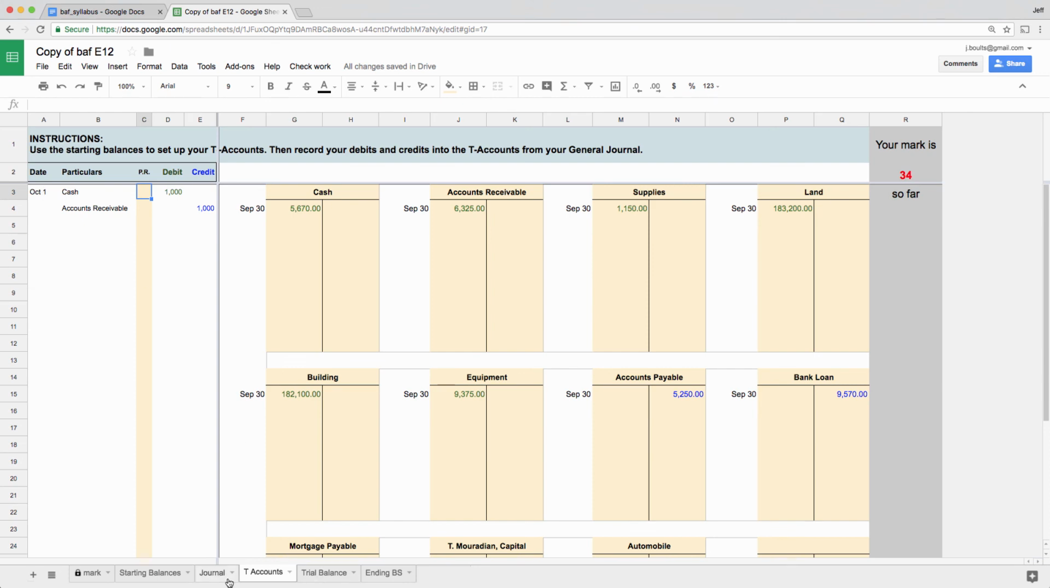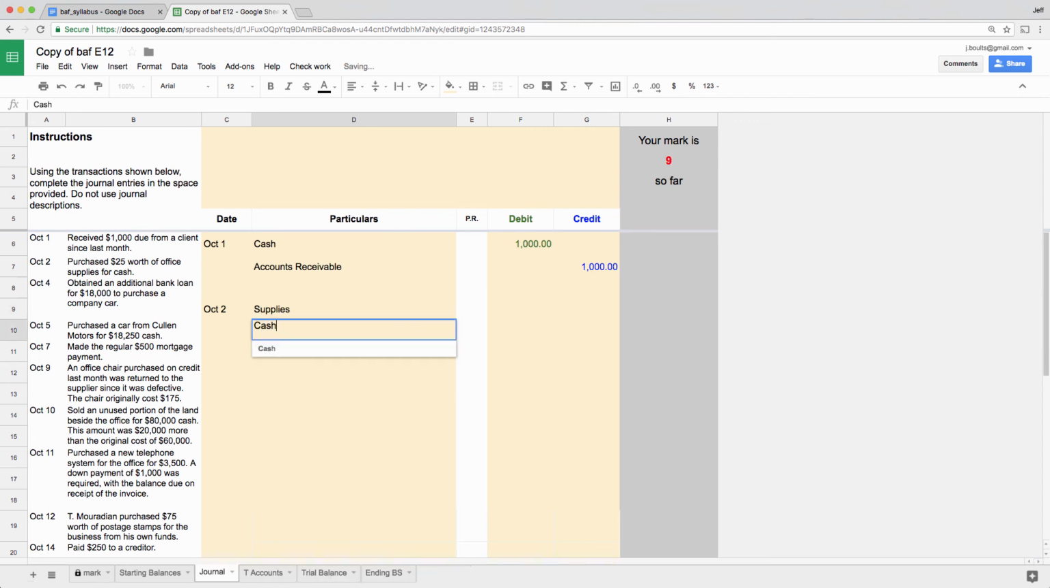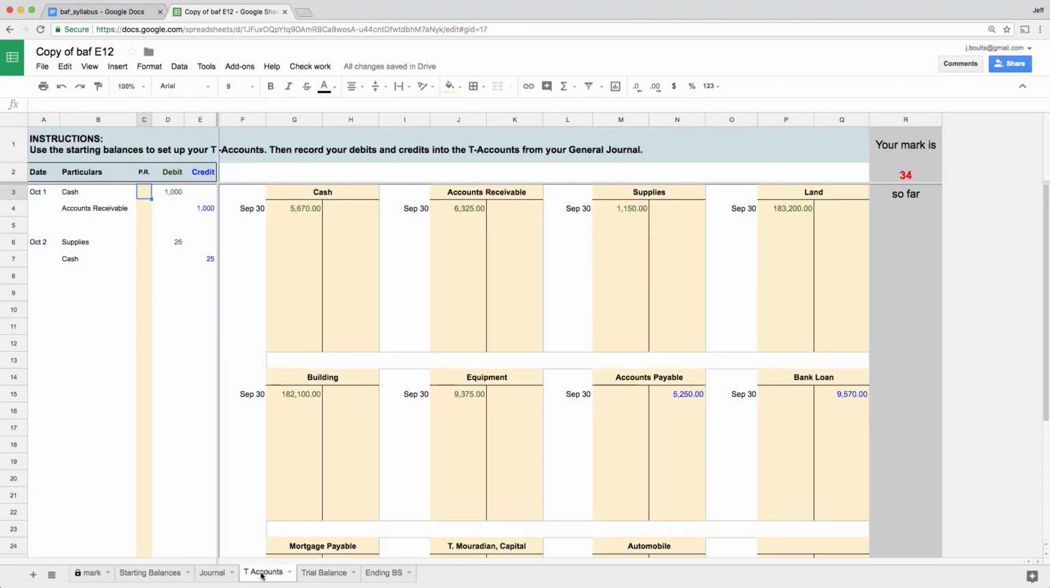Okay, you know what? I'm going to do two. Let's go back to the second one. Leave a space, always one space. October 2nd. Purchase $25 of office supplies for cash. So we will go, we don't have office supplies. It must just be supplies. And then we're going to credit cash. And that's going to be for $25. Done.